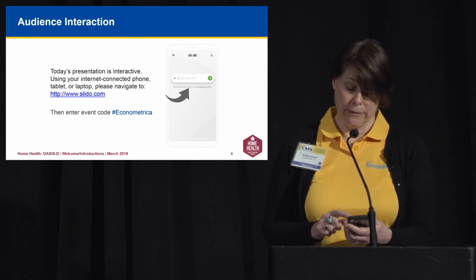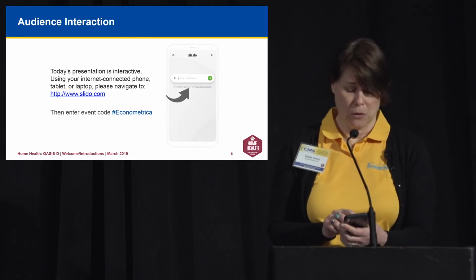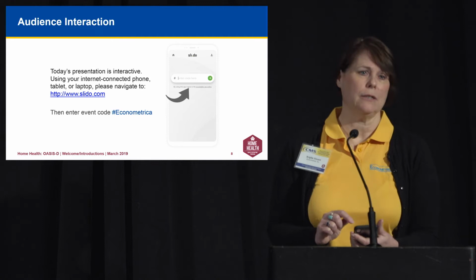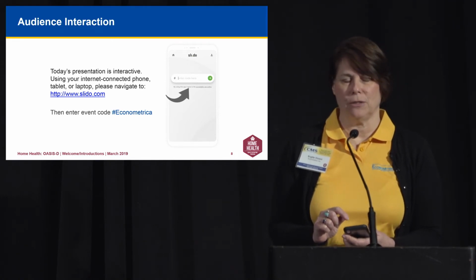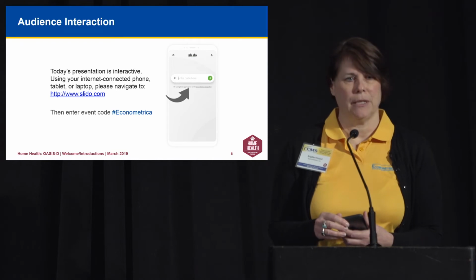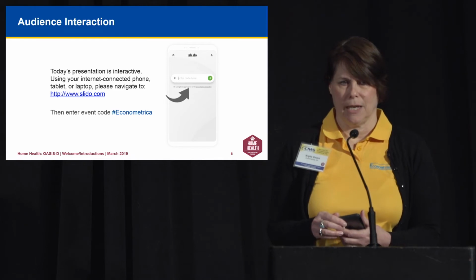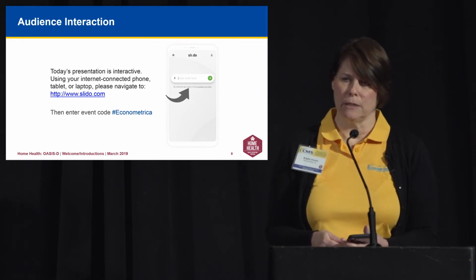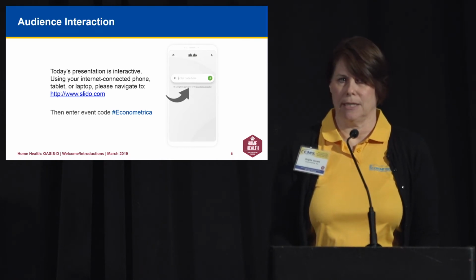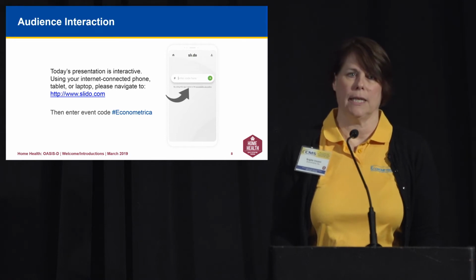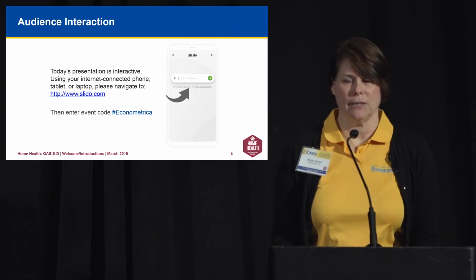So moving on to how we're going to use our phones. If you would open up your phone to your browser, or laptop, if that's your preference, and when you're in your browser or your laptop, if you would type in www.slido.com, and then you'll be asked to enter an event code, and you would just type in the word econometrica, ECONOMETRICA. And again, we encourage the people who are online also to follow these same steps, because we'll be looking for your results coming in as well.